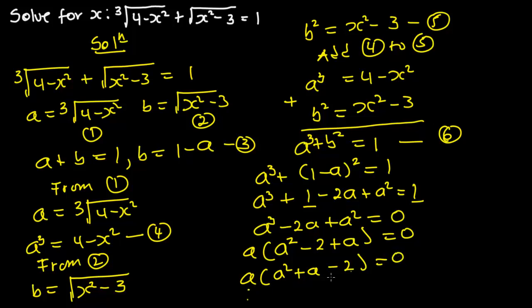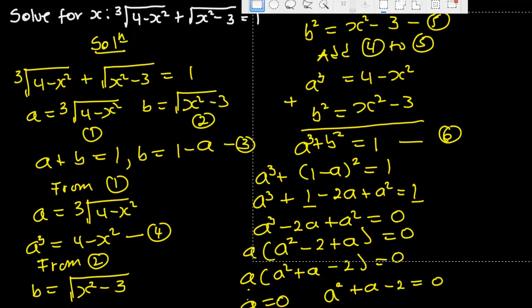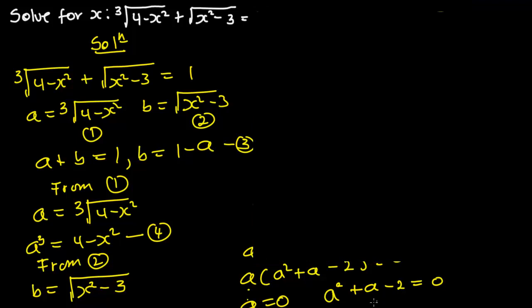Now from here we have two factors. It's either a is equal to 0, or a squared plus a minus 2 is equal to 0. We already know that a is equal to 0 is one of our answers for a. And so let us solve for the other one, a squared plus a minus 2 is equal to 0.